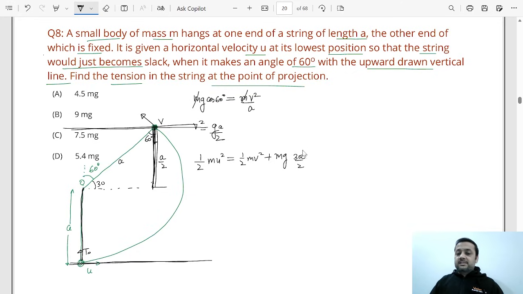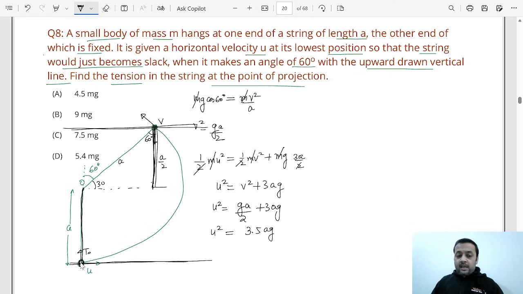So this is the equation of energy. m will be gone. If I cancel 2 also, u square will be equal to v square plus 3ag. And v square was ga by 2, so you can put the v square value over here. So this will become ga by 2 plus 3ag. That means u square becomes 3.5 ag. Now we can write the force equation at the initial point, the centripetal force equation.